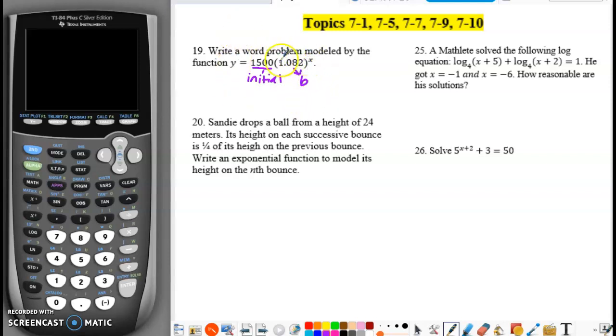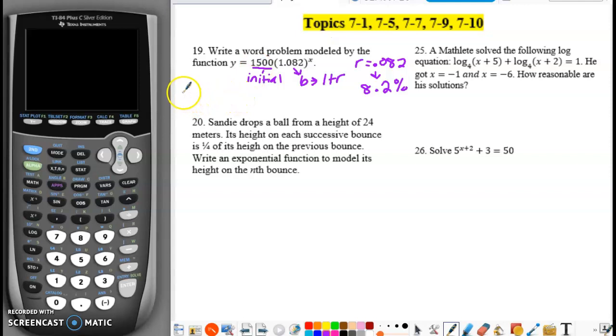So the fact that b is greater than 1 tells us that this is growth, okay? So if you want to make a note, when b is greater than 1, it's growth. When b is less than 1, it is decay. Now, b is separated into 1 plus r. So in this case, 1 plus r equals 1.082. So that means r is equal to 0.082, which you could model as 8.2%.